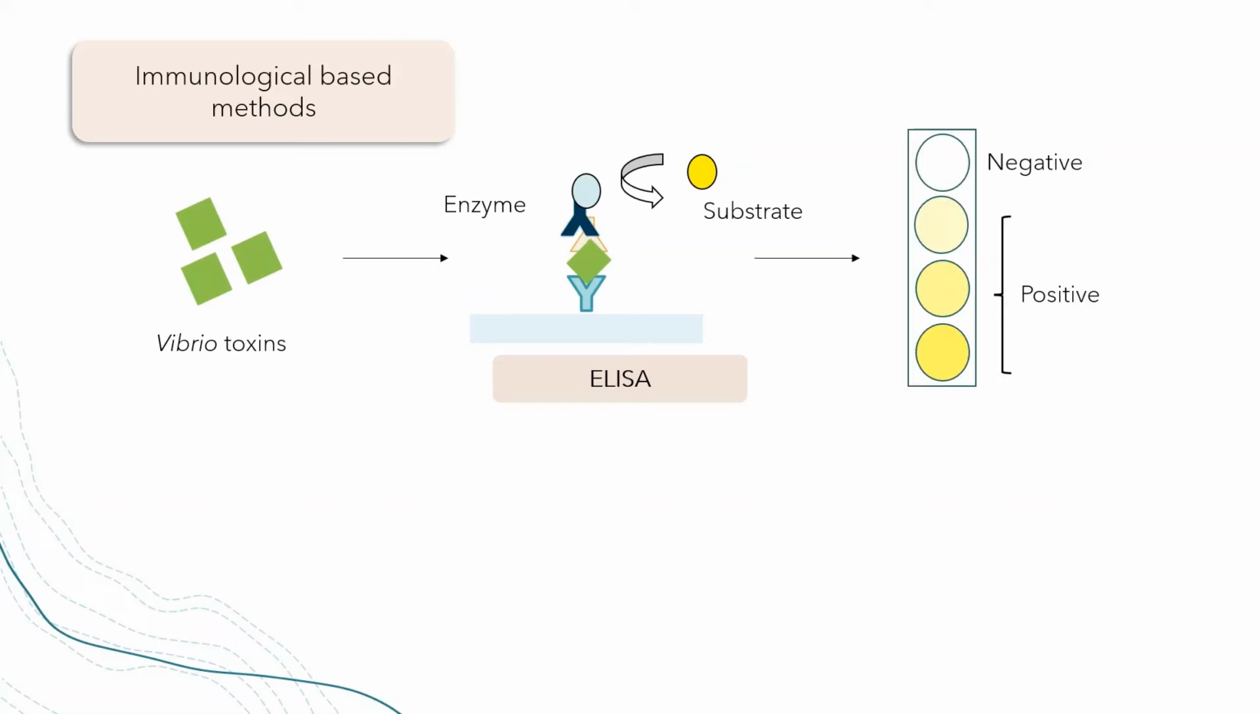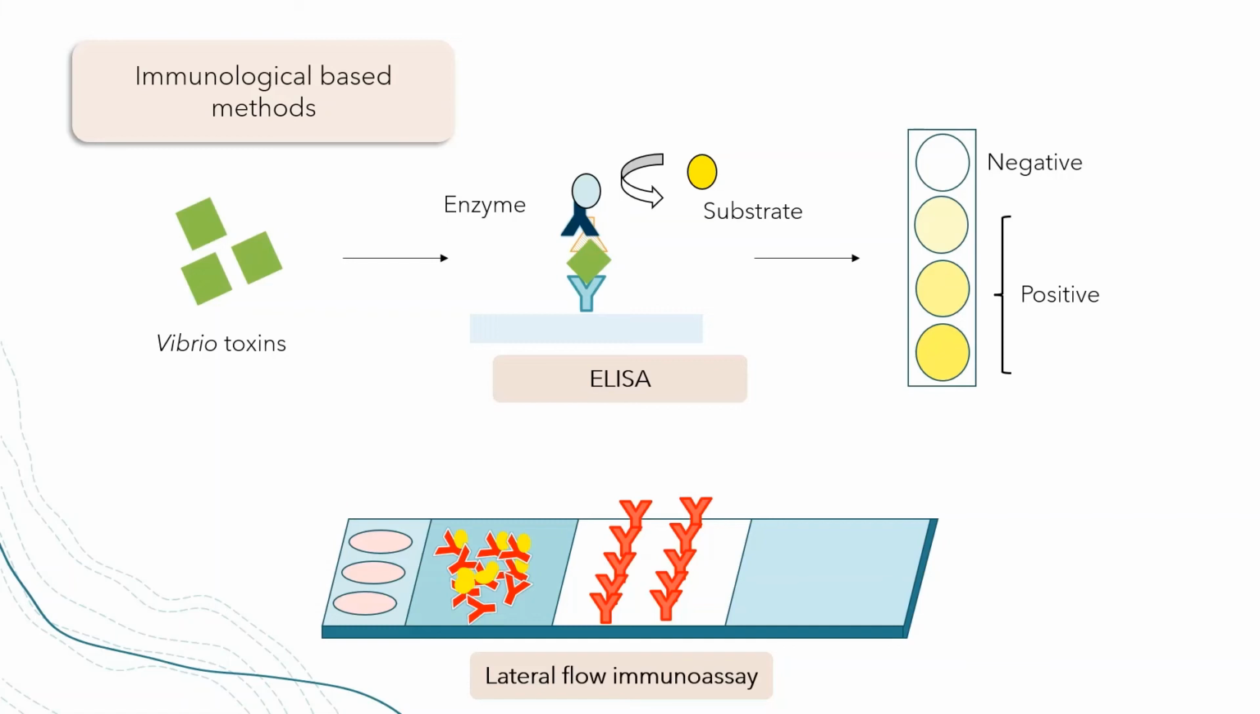For lateral flow immunoassays, it is able to identify Vibrio species by the conjugation of Vibrio toxins or Vibrio membrane proteins with monoclonal antibodies. This immunoassay depends on the accumulation of colored reagents at a test and/or control line to produce visible results. Lateral flow immunoassays can be in the form of dipsticks or immunochromatographic strips.